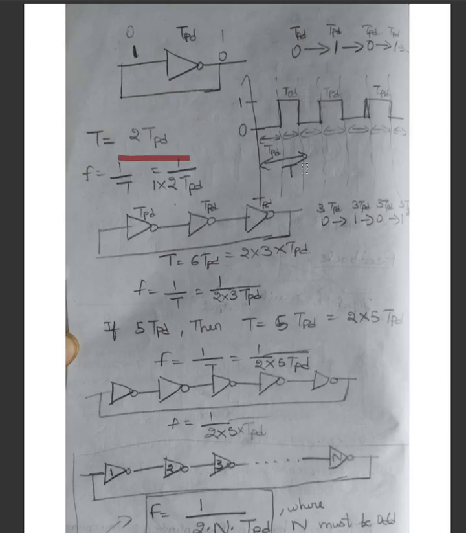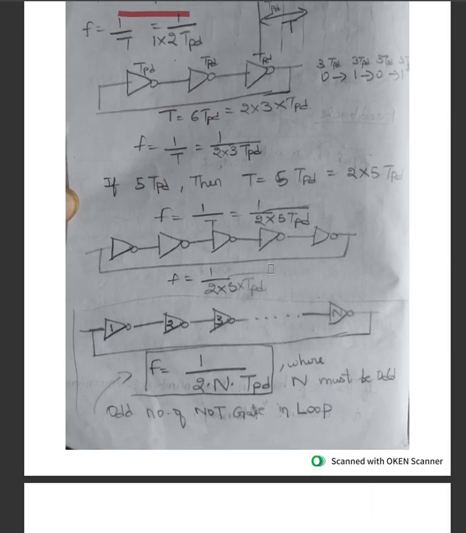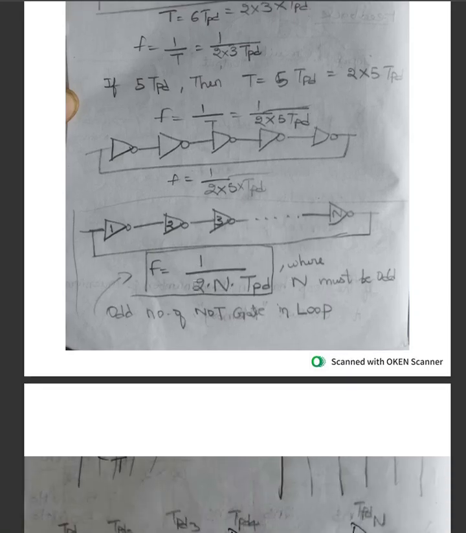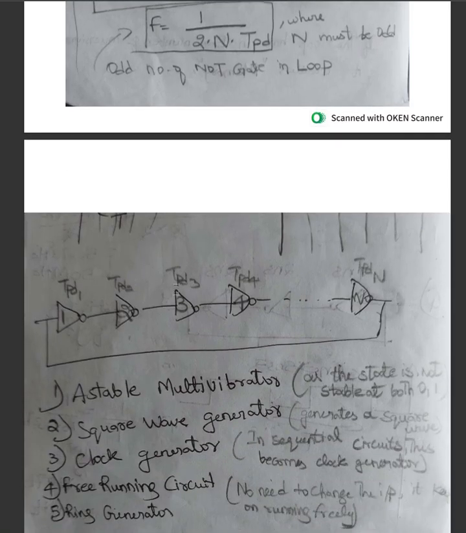During this whole period, input and output, the T on and T off, all this period combined you call T. So how many units are there? 2 units. So it's 2 t_PD, 2 propagation delays. If you have 3, the same becomes 6. You have 3 units of that, so it becomes 6. If you generalize it, you get the frequency formula: frequency is 1 by 2 into n into t_PD, where n is the number of NOT gates. And it works only with an odd number of NOT gates.